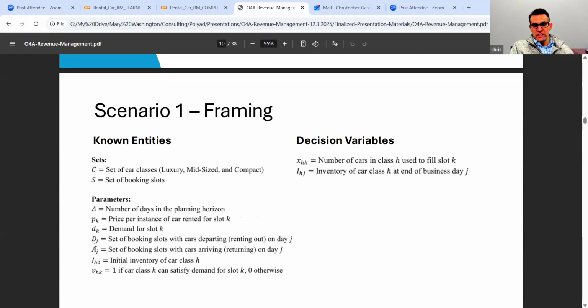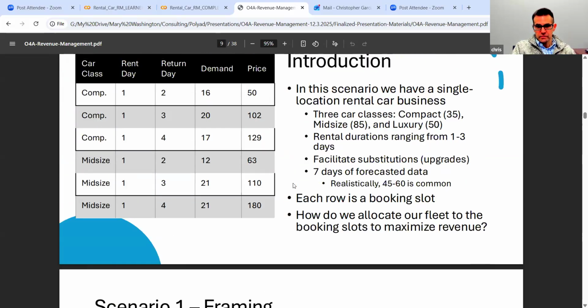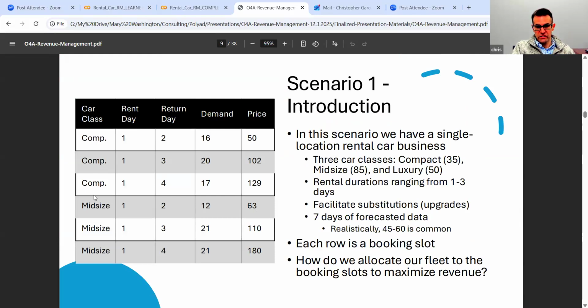Okay, then I'm going to have a set DJ. Again, this is a set, but it's a parameter since it's based on a booking slot or based on a departure, a particular day. DJ is going to be the set of booking slots that have cars departing on day J. So for instance, let's talk about day 1. If we go back here, you can see all these demand slots, if we just number the demand slot 1, 2, 3, 4, 5, 6, all these depart on or are rented out on day 1, right? So all these would go in capital DJ.